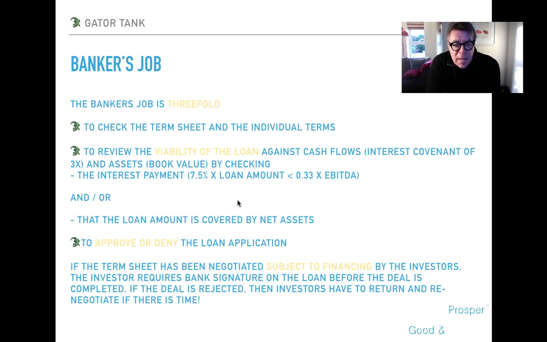And he can make the loan if the interest payment of 7.5% of the loan amount is a third or less of EBITDA. And he can calculate that whichever way he likes. He can have it on this year's EBITDA. He can have it on average EBITDA. He can have it on EBITDA across the whole spectrum. That's up to him, or her, to calculate exactly how that loan covenant is going to be processed, or that the loan amount is covered by the net assets. So if it's an asset-light business, like a service company, then that's not going to be as relevant as if it's a property company.